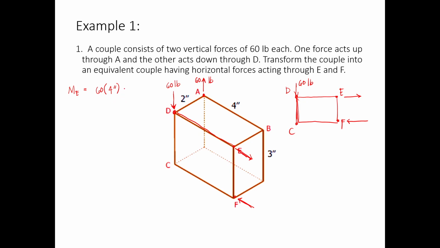Next is your point F. So F here. It could be minus there. It's minus. That will be, let's say, F sub C, times 3 inches.